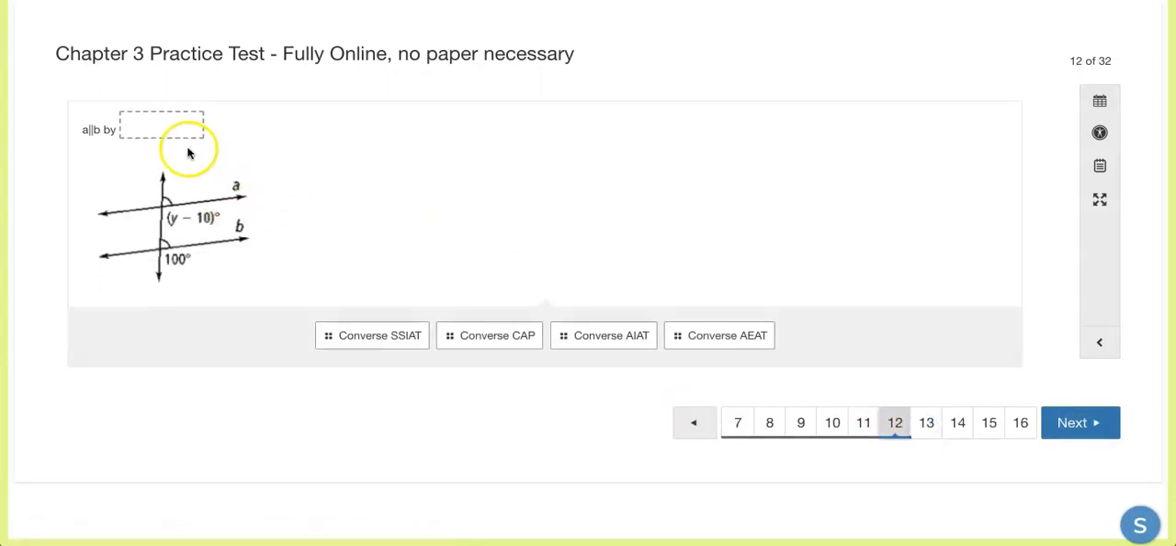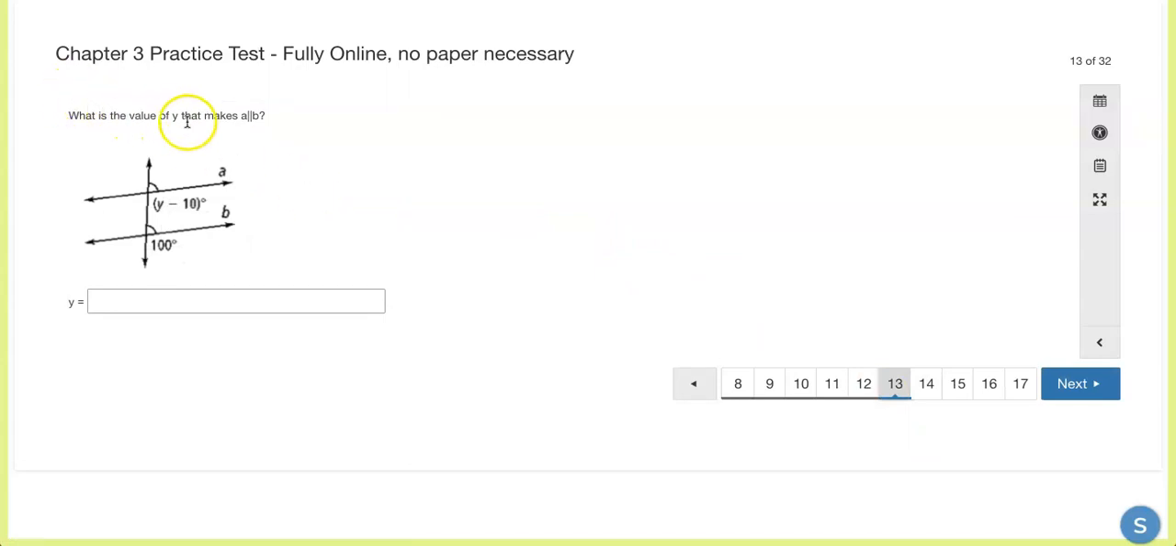Number 12, why are A and B parallel? Okay, so same thing, it's going to be converse of something. Look at these two angles are marked congruent. This is an example of corresponding. Upper right, so converse CAP.